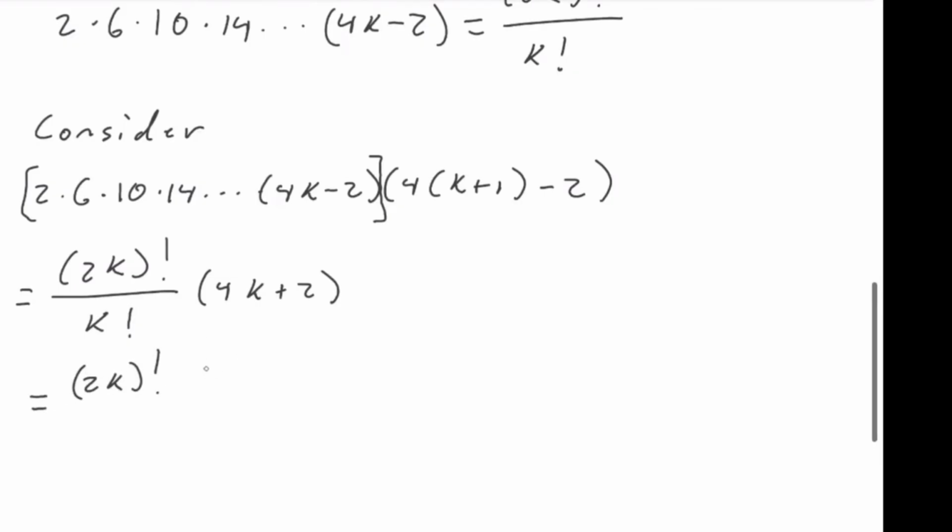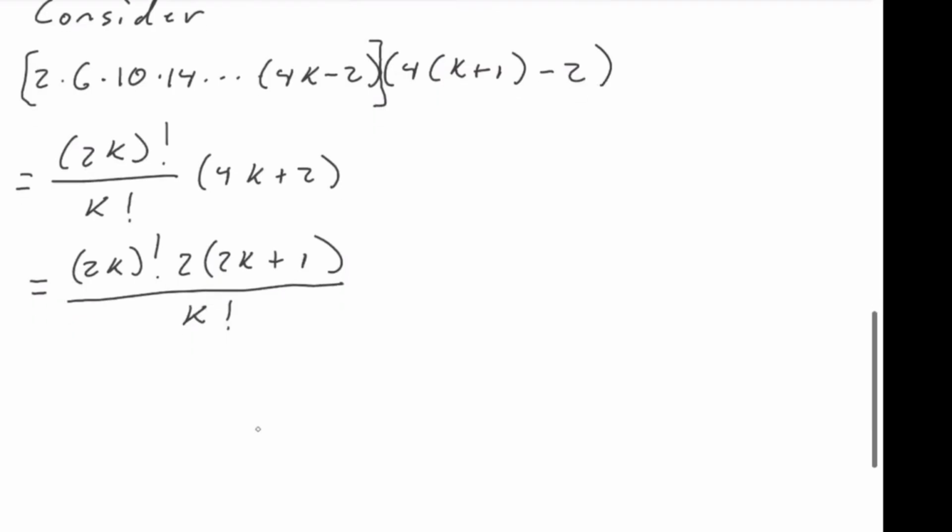factorial, and then I can factor out a 2. So I'd be left with 2k plus 1 over k factorial, and then 2k factorial times 2k plus 1, that's the same thing as 2k plus 1 factorial times 2 over k factorial.